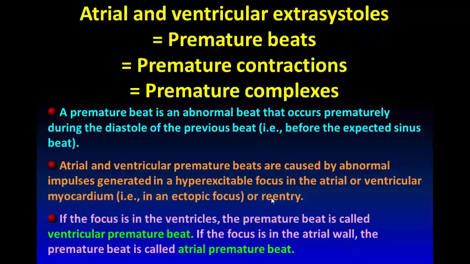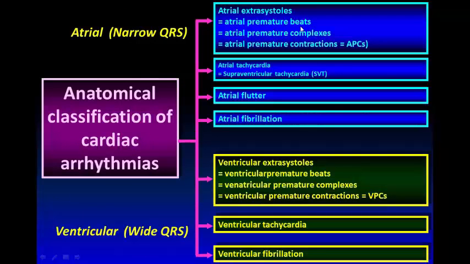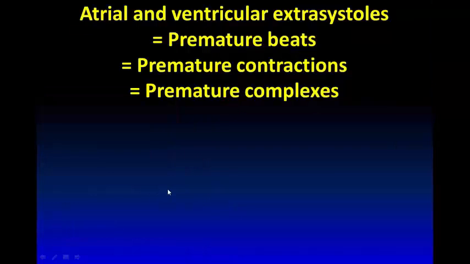If the focus is in the ventricles, the premature beat is called ventricular premature beat, and if the focus is in the atria, the premature beat is known as atrial premature beat. We shall now first describe atrial premature beats, then we will describe atrial tachycardia, the supraventricular tachycardia, followed by atrial flutter, then atrial fibrillation, and when we finish describing the atrial arrhythmias, we shall move on to describe these important ventricular arrhythmias.